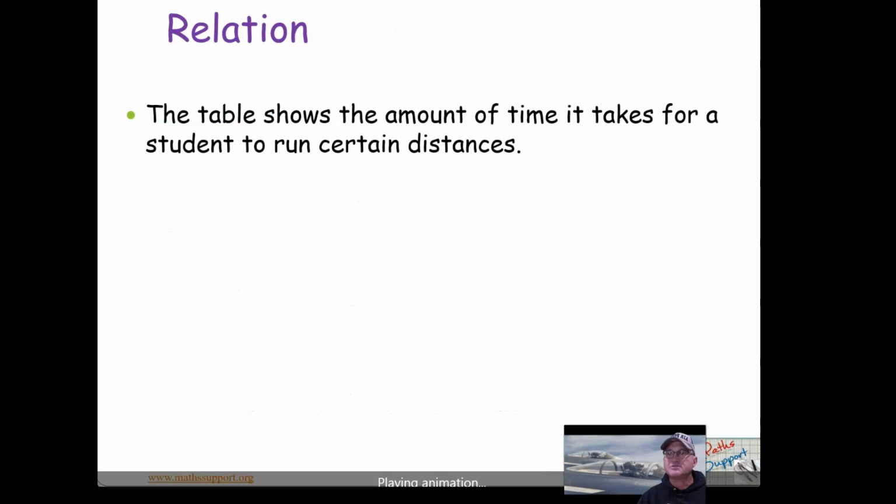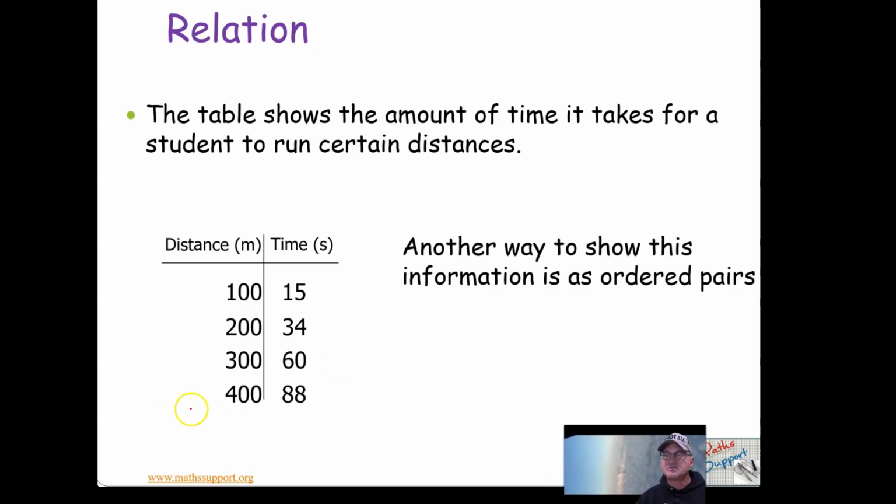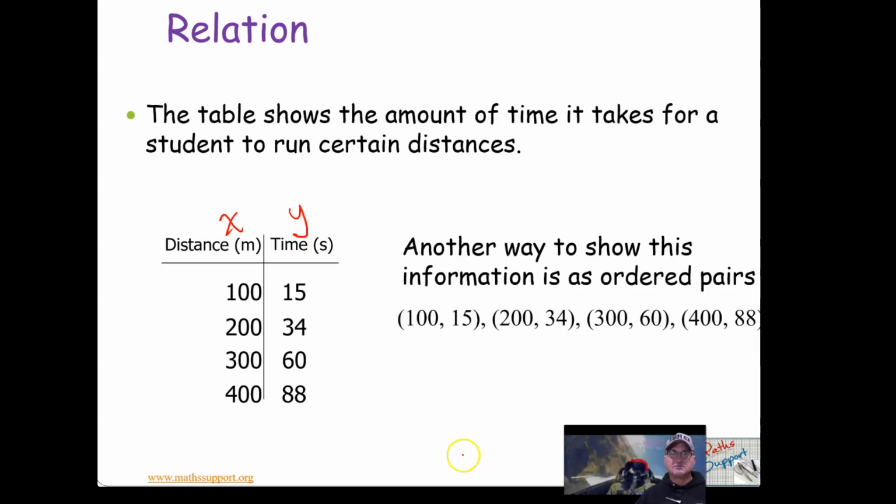So here's a table that shows the amount of time it takes for a student to run certain distances. Distances would be, in this case, our domain, our x-coordinates, and times would be our y-coordinates, and we could organize this information in a set of ordered pairs. This is your x, and this is your y. So this is another example of a relation.